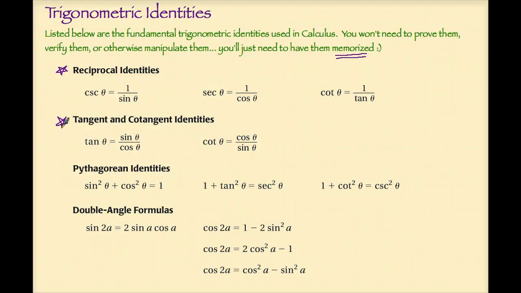The tangent and cotangent identities: tan theta is sine theta over cosine theta, and cotan theta is cosine theta over sine theta. The Pythagorean identities: sine squared theta plus cosine squared theta is equal to 1, and the two corollary Pythagorean identities. And finally, a couple of double angle formulas. I have seen the double angle formula for sine show up occasionally, and very rarely I'll see the double angle formula for cosine show up. This is the list, and we need to be familiar with these identities. Best case scenario, have them memorized in order to be ready for what you need for calculus.